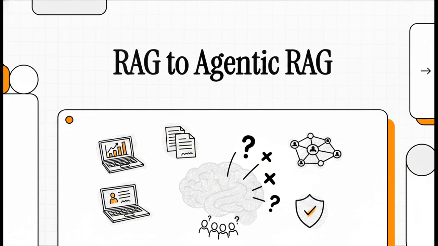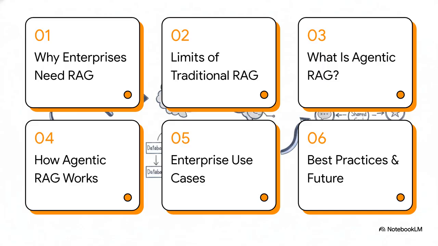It has zero idea what your actual policies are. It can't see your customer records. It doesn't know your internal compliance procedures. Generic AI without that enterprise context, it's really just a very confident guesser. So, to solve this, we're going to explore the evolutionary leap from simple document retrieval to advanced multi-step AI agents.